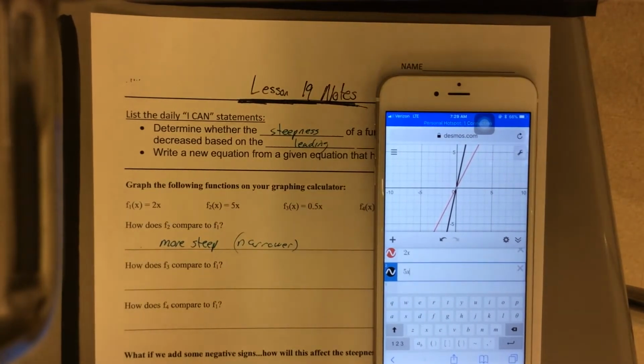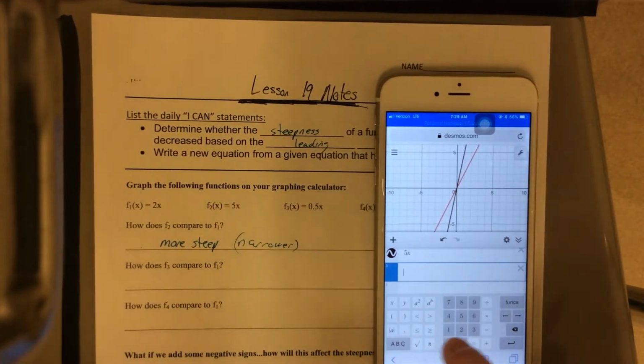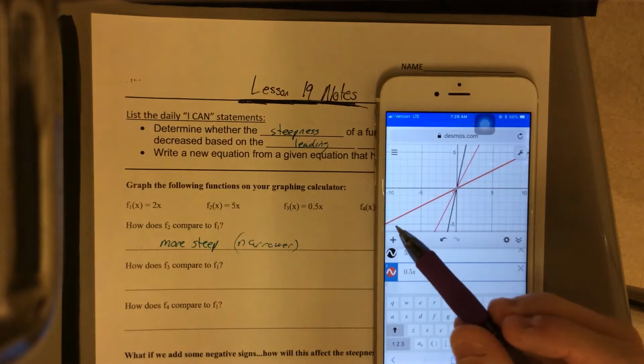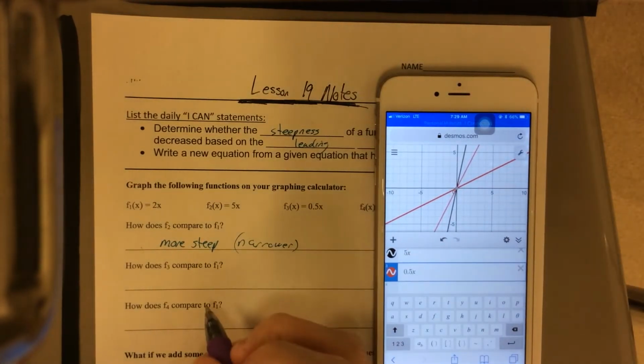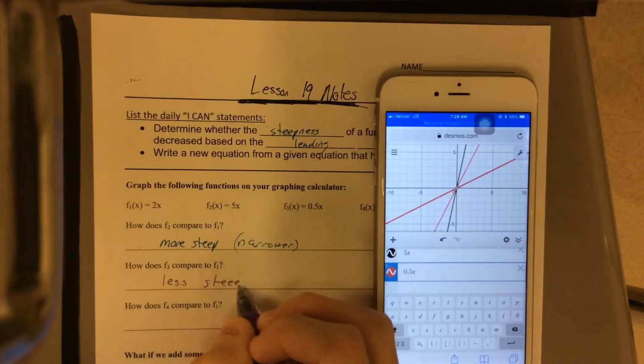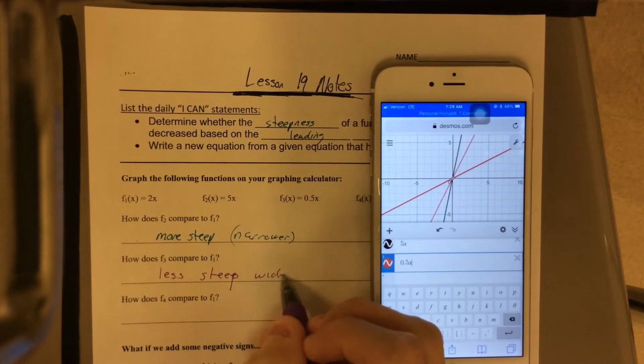Alright, so let's look at the next one. So 0.5x. You can just put it in like 0.5. Don't put in the multiplication, put in x. So that's going to be this red one that's wider, or it's less steep. Less steep. And say that's wider.